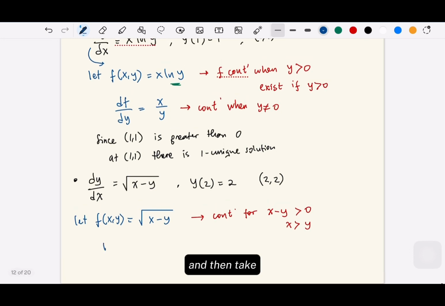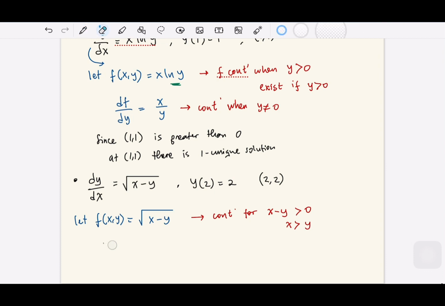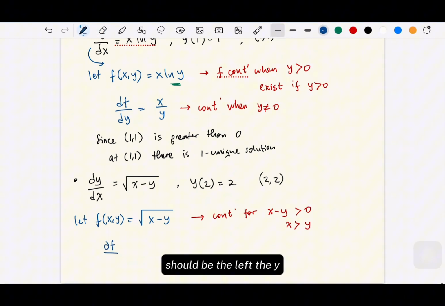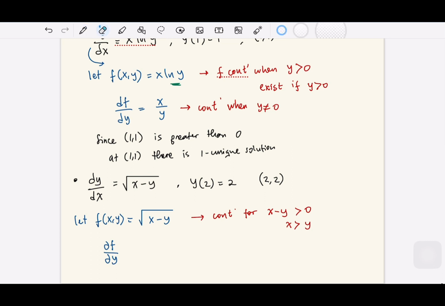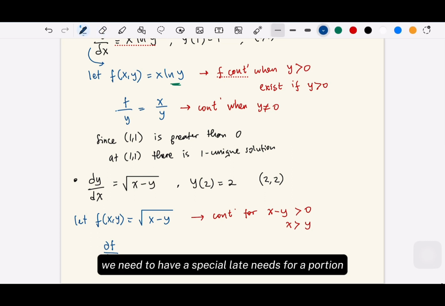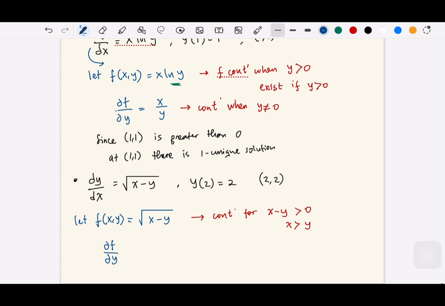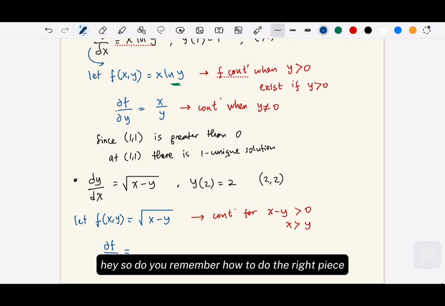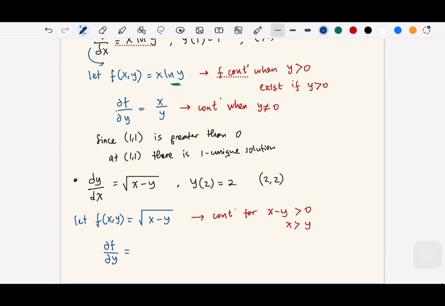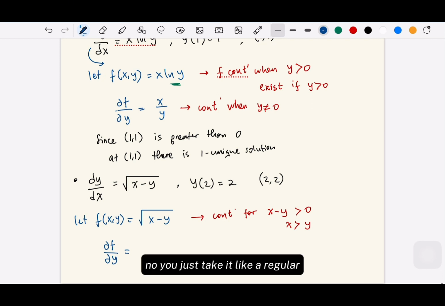And then we take dou f dou y. I forgot to write, we need to have a special Leibniz notation for the partial. Do you remember how to derive this? No? You just take it like a regular derivative. Like if you have the square root of x, you will have 1 over 2 square root of x, right?